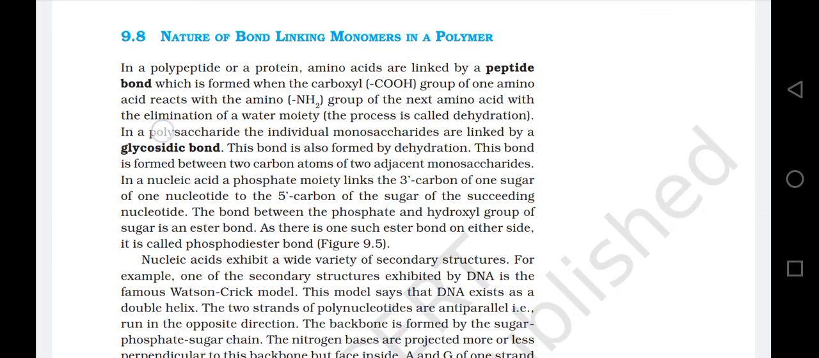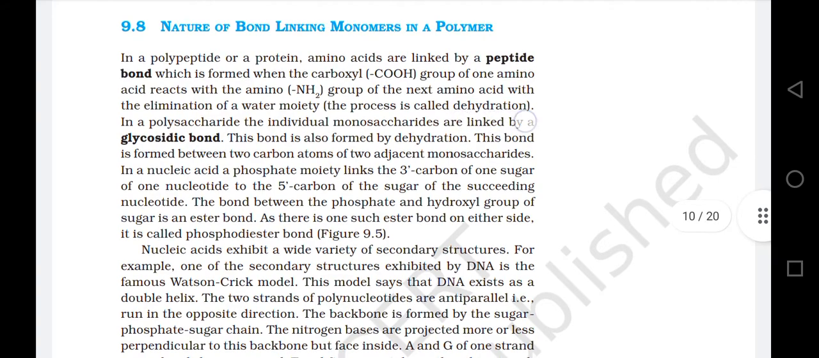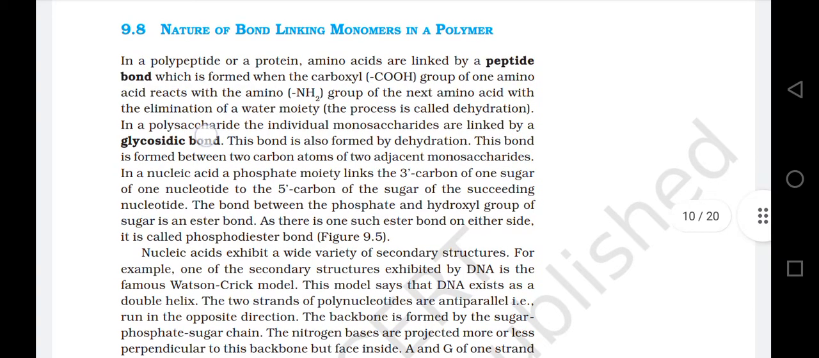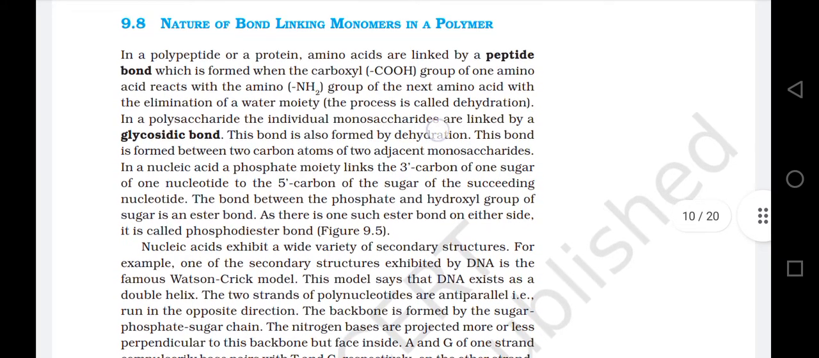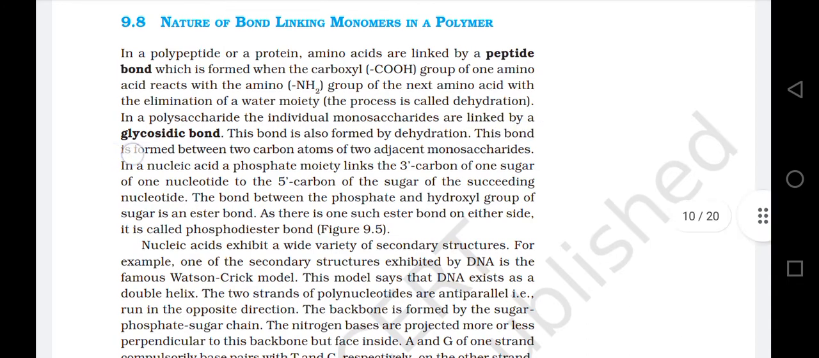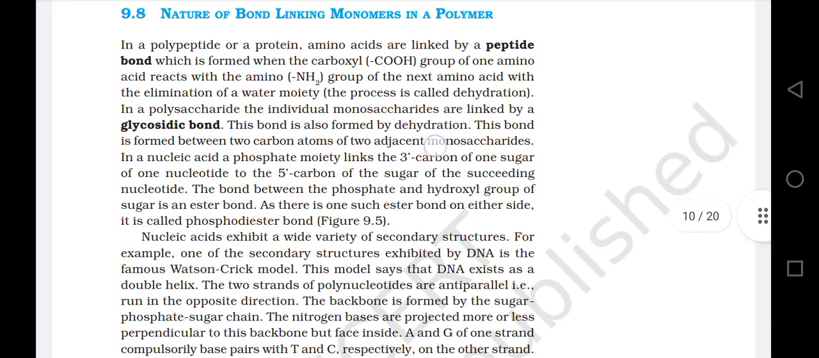In a polysaccharide, the individual monosaccharides are linked by a glycosidic bond. This bond is also formed by dehydration. This bond is formed between two carbon atoms of two adjacent monosaccharides.